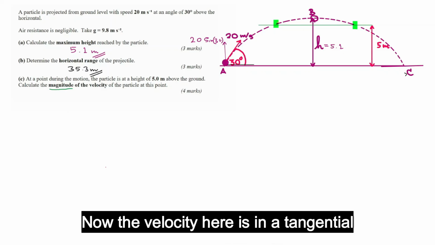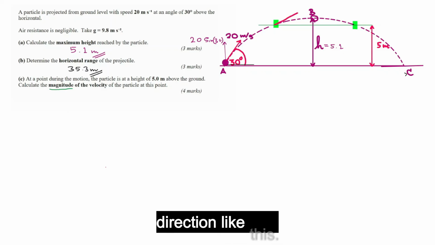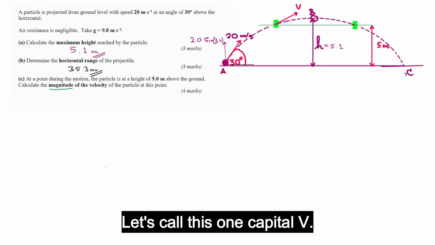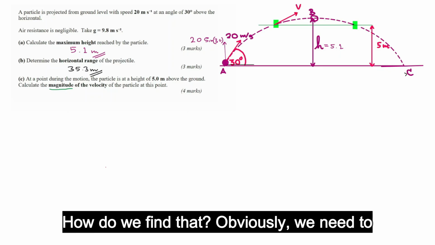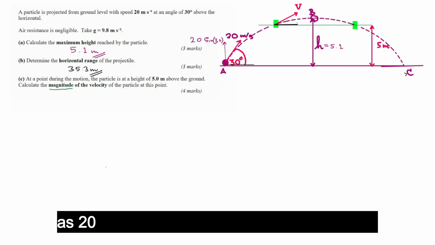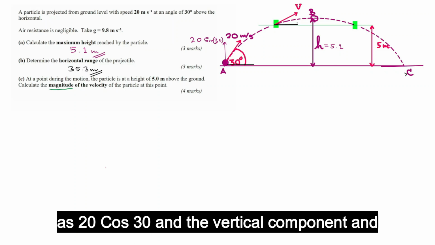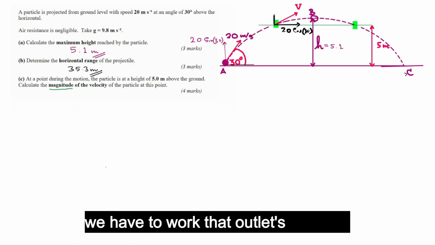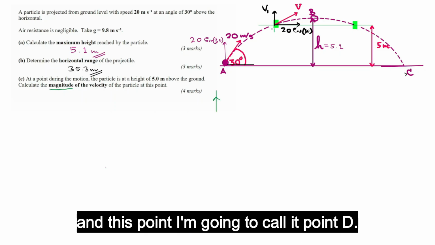Now the velocity here is in a tangential direction like this. Let's call this one capital V. So how do we find that? Obviously we need to take the horizontal component, which I know as 20 cos 30, and the vertical component, and we have to work that out. Let's call it V1, and this point I'm going to call it point D.